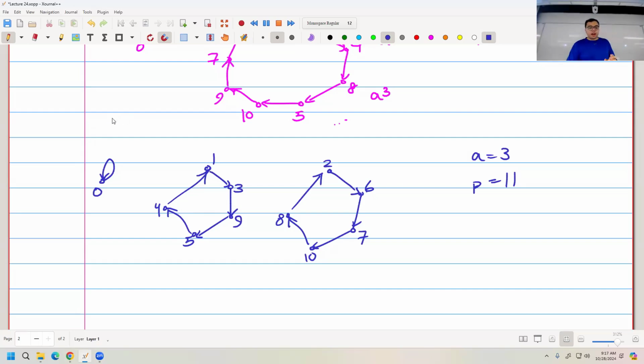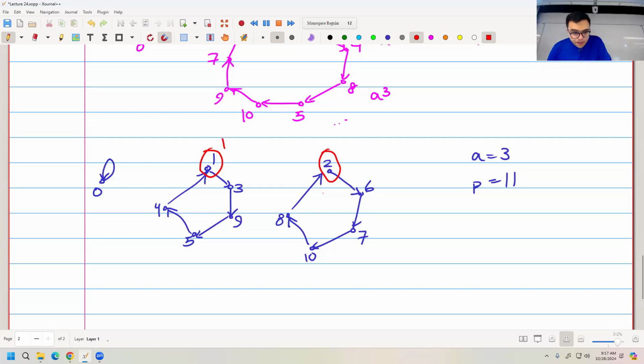So other than this trivial cycle, and again, we don't care about this trivial cycle at all, the other cycles are the same size. Why is that? It's because I can just look at the smallest element in 2 cycles. In this case, the smallest element of my first cycle is 1. The smallest element of my second cycle is 2. But what does this tell you?